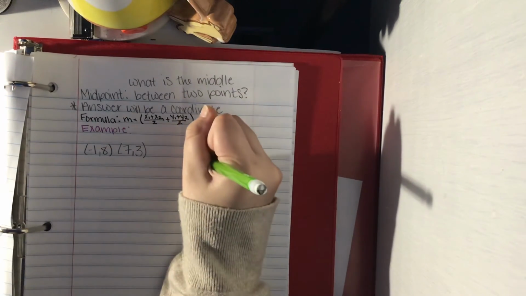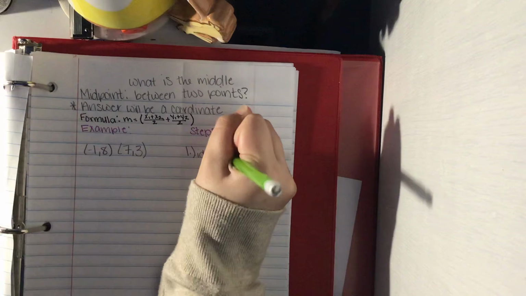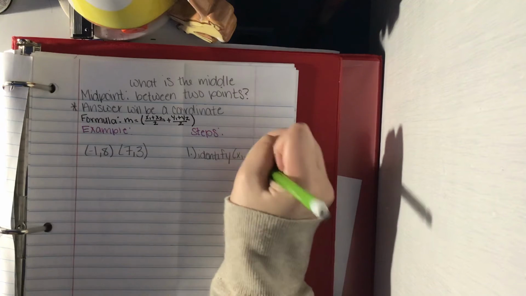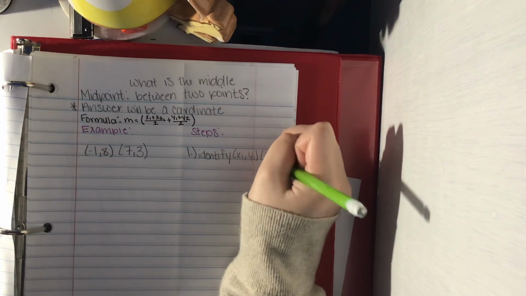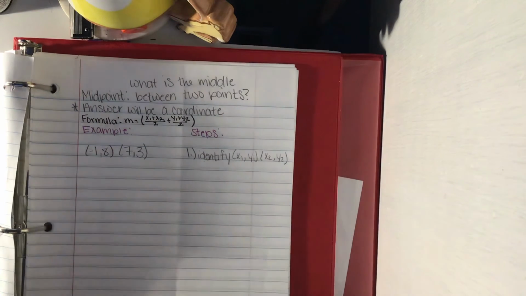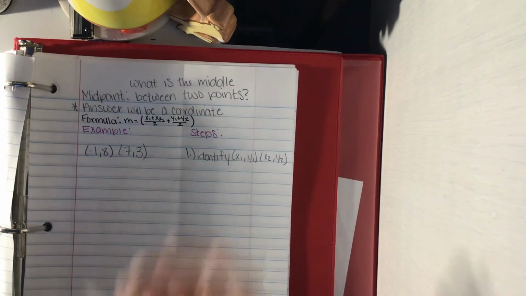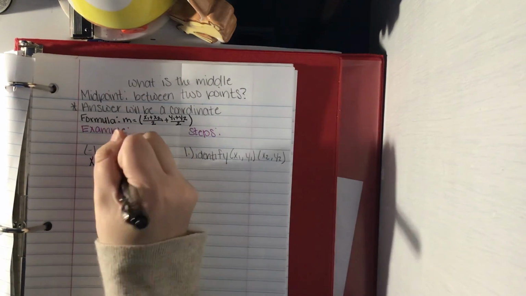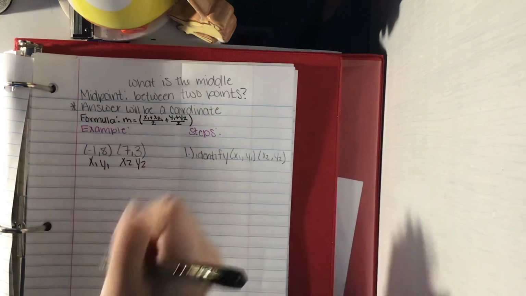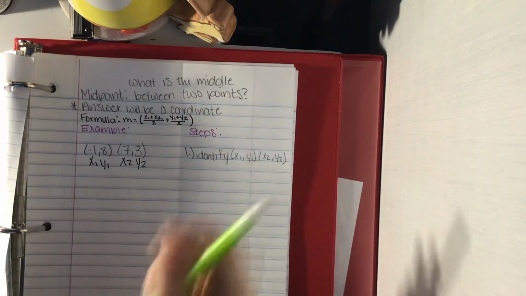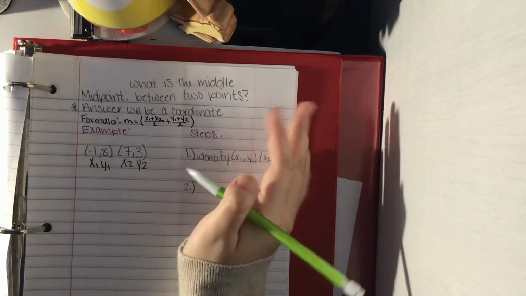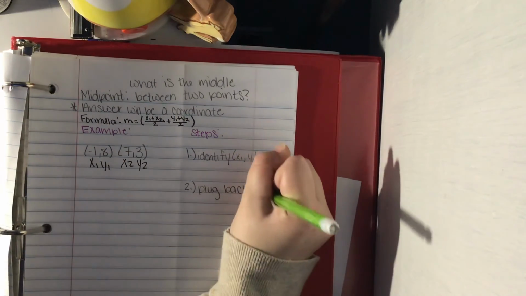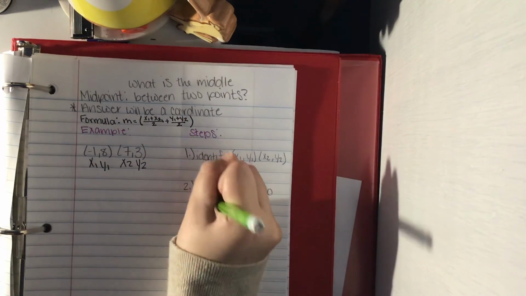Okay, and so the first step is to identify x1 and y1, and x2 and y2. Okay, so now let's identify them: x1, y1, x2, y2. Okay, and so our second step is going to be plugging them back into the formula.